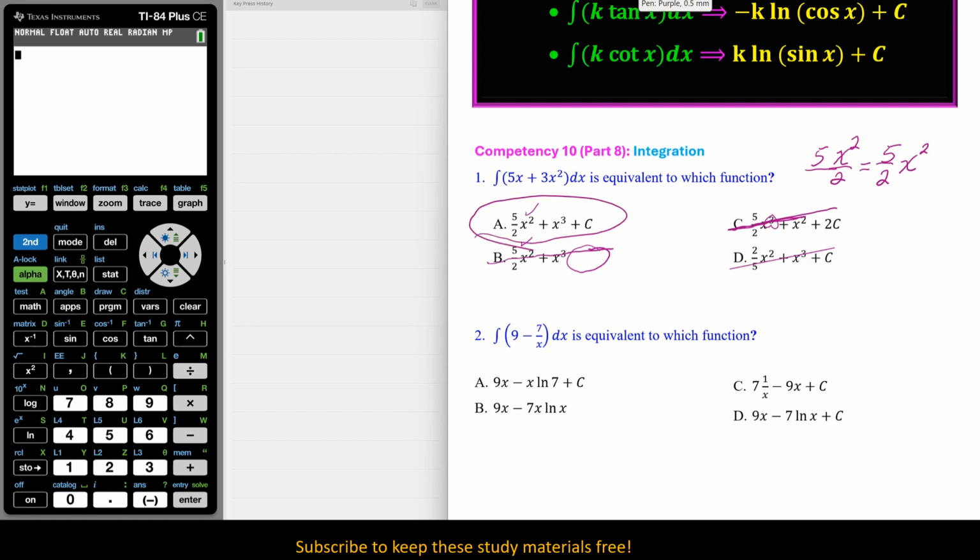Now we have a function to integrate, and they're asking is equivalent to which function? Same concept. Now, this number 9, we just put an x behind it. You just put the x back on that you took off when we took the first derivative. So 9x should be the first term. So A and B satisfy. Well, so does D. Yeah, so those three are okay.